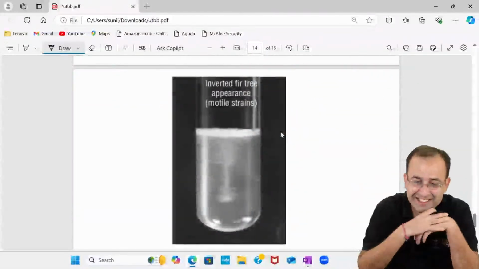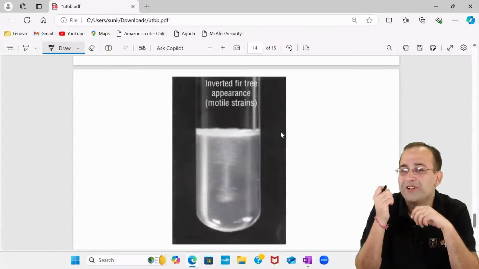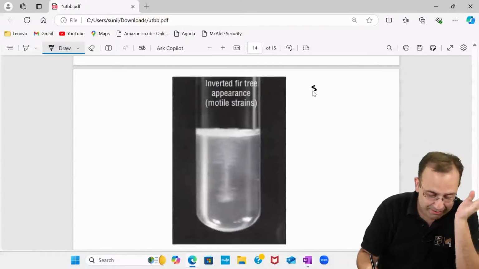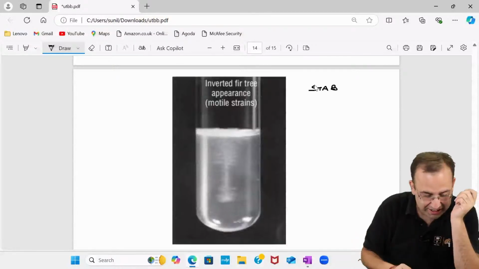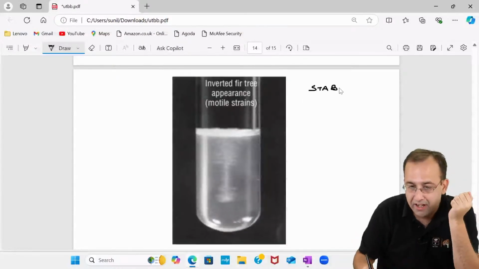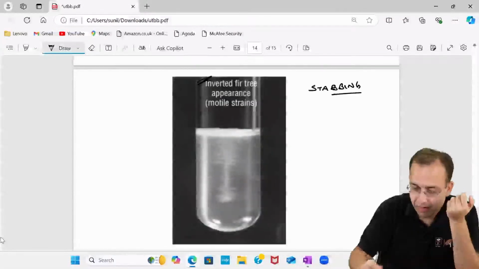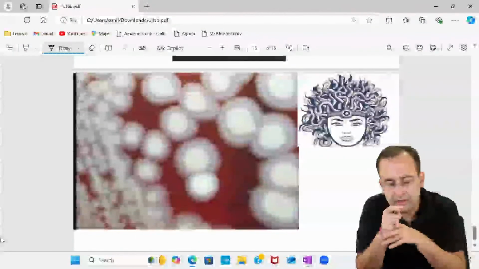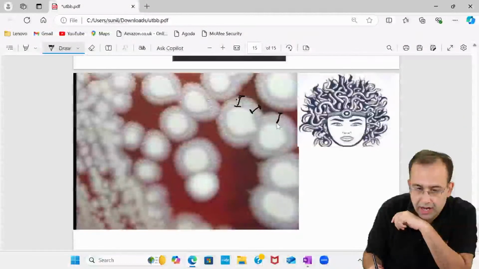Next, inverted furry appearance. You have come at the right time because we are talking about stabbing in gelatin culture. No double meanings with respect to stab. When we stab in gelatin culture, it gives the inverted furry appearance. Again, Bacillus anthracis.